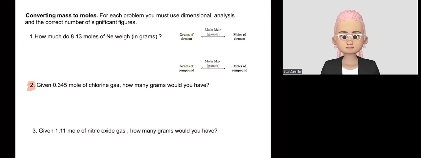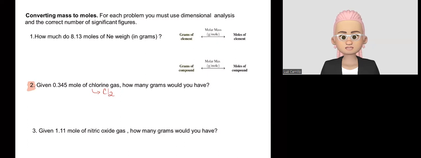One of the things that you need to remember is that there are a list of elements that actually are molecular elements. What that means is that we usually find them as diatomic elements, meaning that we find the element and it has a subscript of 2. Chlorine gas is one of those. So when we are talking about chlorine gas, this refers to Cl2. It's not going to be just Cl.